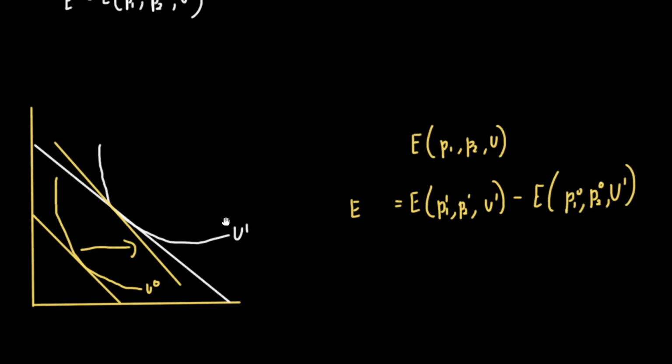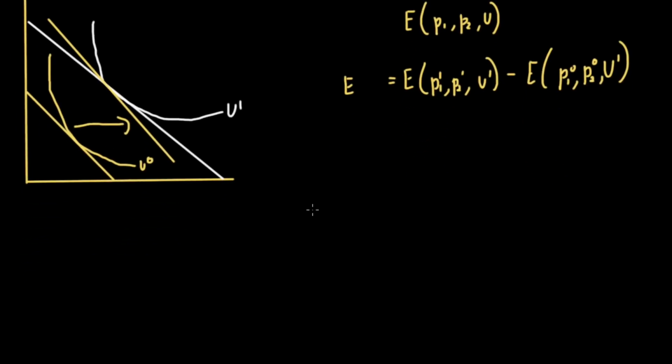On the other hand, when we talk about the CV, or the compensating variation, it happens after the price change. So we have to compensate the consumer for the price change so that the consumer could stay on the same utility level. The equivalent variation wants the consumer to change his utility level. So the target utility level is the new utility level, whereas the compensating variation's target utility level is the old utility level.